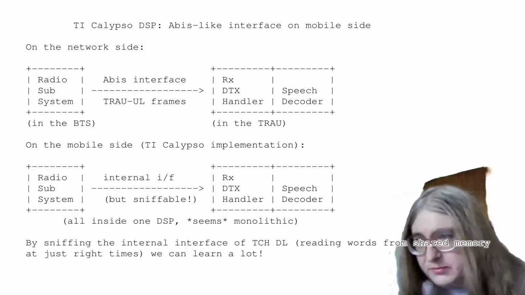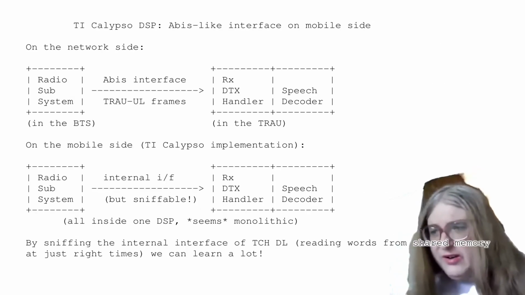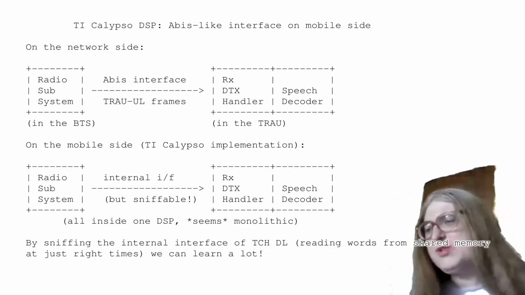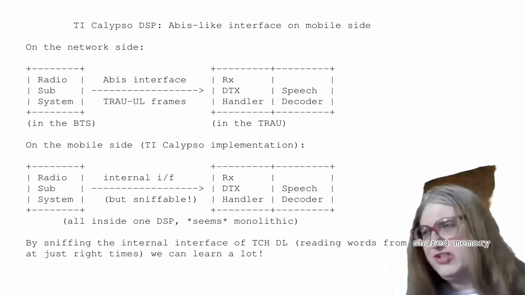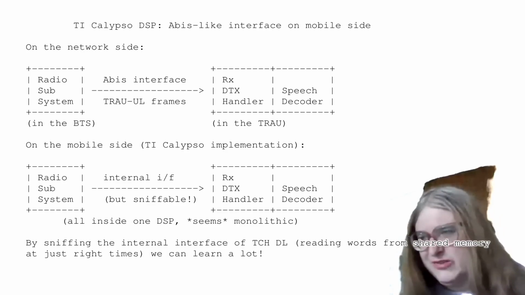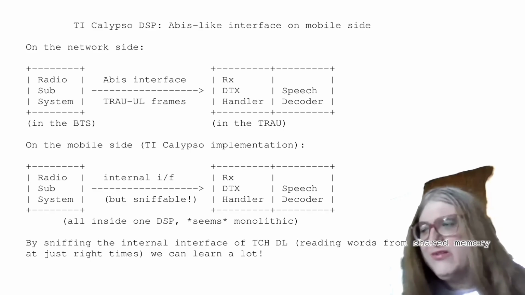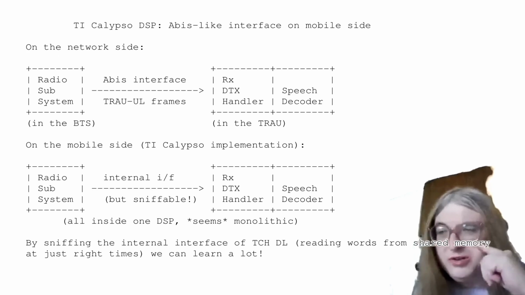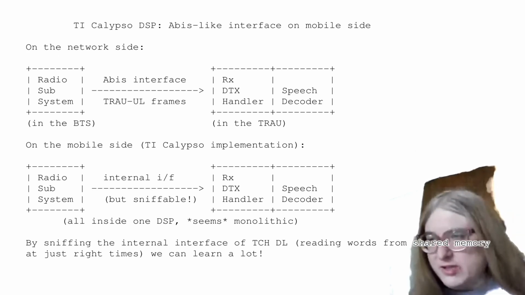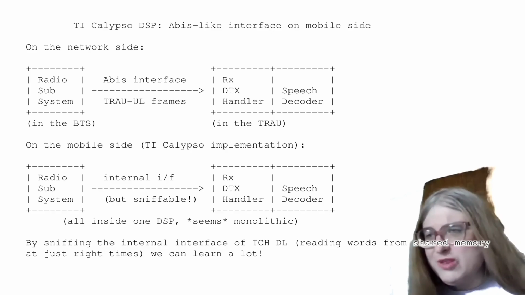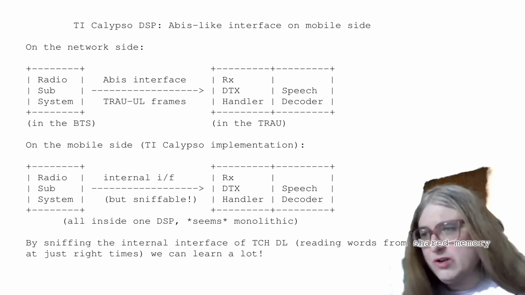Now we have a very interesting thing in the case of TI Calypso. TI Calypso, which I covered in the earlier presentation, is just one particular implementation of the mobile side of GSM, which happens to be my favorite. So I've reverse engineered it quite a bit. What I found interesting is that they have implemented an interface internally that's conceptually similar to ABIS. If you look on the network side, what I drew here in this ASCII art block diagram, it's pretty much the same thing as the picture that I showed from the spec.